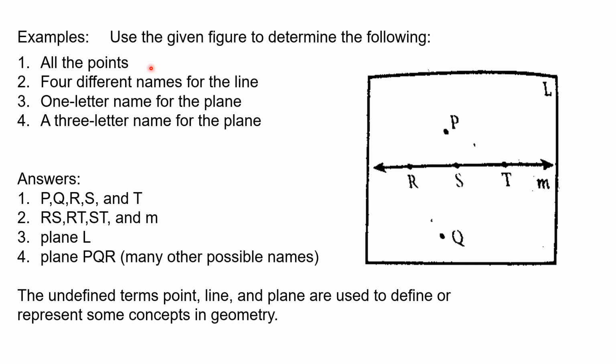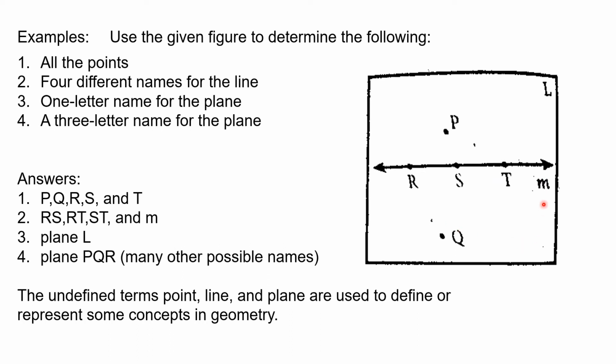Next, we have your example. Use the given figure in determining the following. First, let's identify all the points. We have points P, Q, R, S, T. Then let's identify the 4 different names of the line. We have line RS, line RT, line ST, or line M.